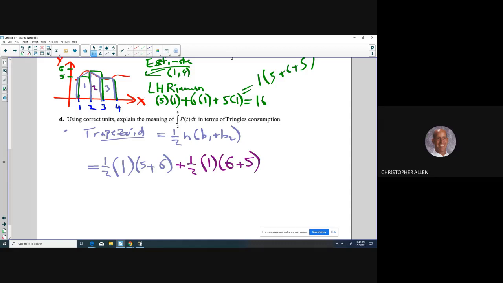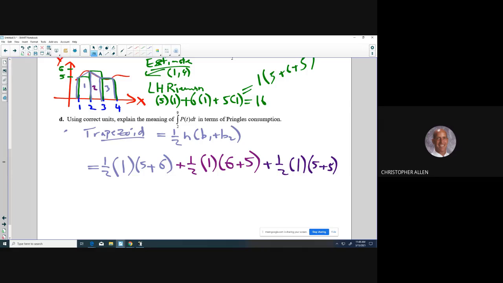And then the third trapezoid, I'll pick one more color of purple. Let's do this one here. It's going to be the same thing. So it's going to be 1/2 times 1 times, and in this case it's 5 plus 5, I think. Because this distance is 5, and then this distance is also 5.